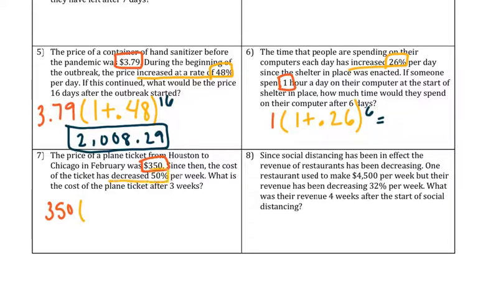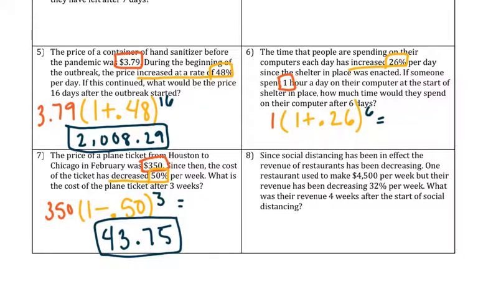So in this situation, they're decreasing. So 1 minus 50% each week. 50% is 0.50. How much will this plane ticket cost after 3 weeks? So it used to be $350. It's decreasing 0.50, raised to 3 weeks. So now this ticket, which is actually very accurate, would only cost $43.75 for us to fly to Chicago. It was $350, decreased 50% for 3 weeks. So now it's only $43.75.